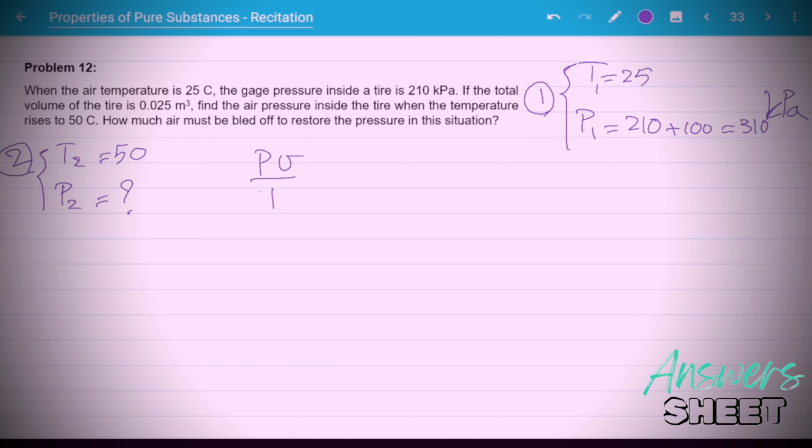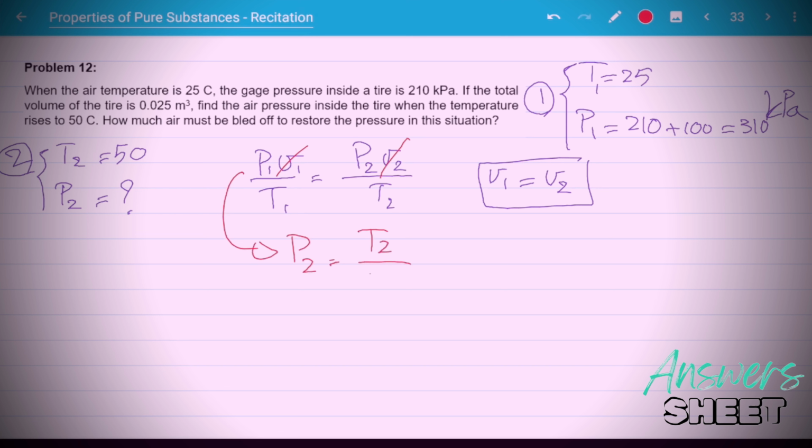PV over T at state 1 is equal to PV over T at state 2, right? Now, initially, the volume of the tire does not change. It's 0.025 meters cubed, and no air has been bled off, so the mass has not changed, meaning that specific volume at state 1 is equal to specific volume at state 2. So if we use that, we can cancel the specific volumes from both sides of this equation and write that final pressure is final temperature over initial temperature times the initial pressure.